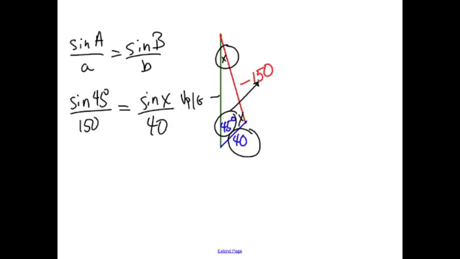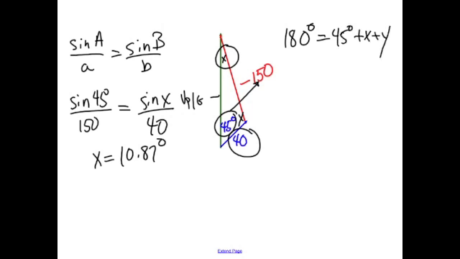And I can solve that for x. If you rearrange this and solve, x turns out to be 10.87 degrees. I'm going to keep some extra sig figs just so I don't have any round-off errors in my calculation. So now I know x. Now I get to use some geometry because this is a triangle, and the sum of all the angles in a triangle is 180 degrees. So that must equal 45 degrees plus x plus y. X I now know, so I can solve that for y.